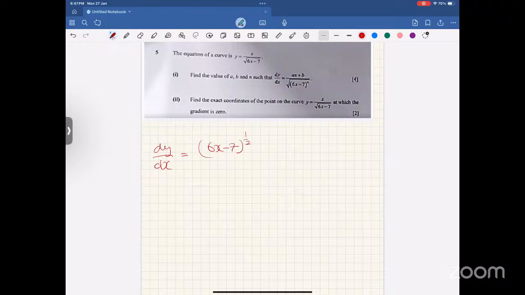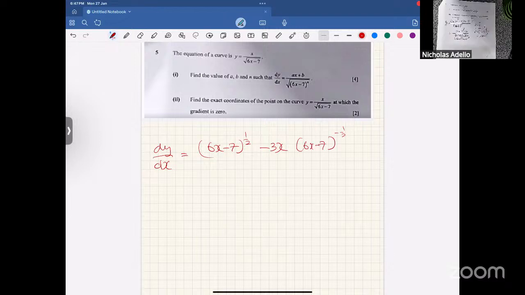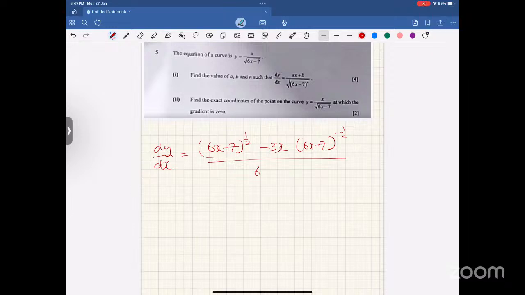All this half and power minus half is indeed very confusing. Just put 3 over there, right? And 6x minus 7, and this is power minus half. Now, over here, at this point, this looks to me like 6x minus 7. I'll just write it down that way.